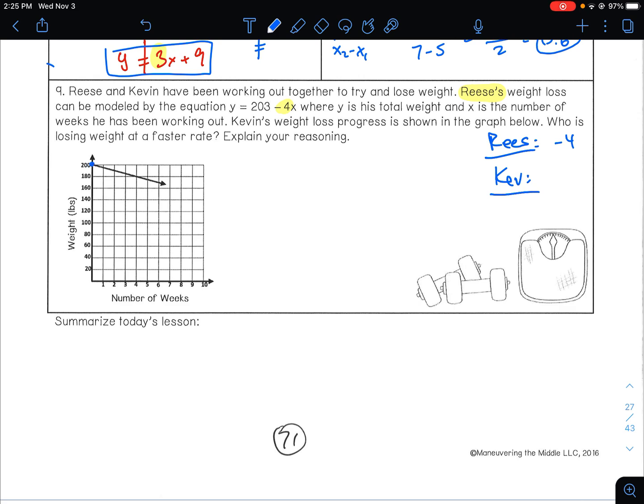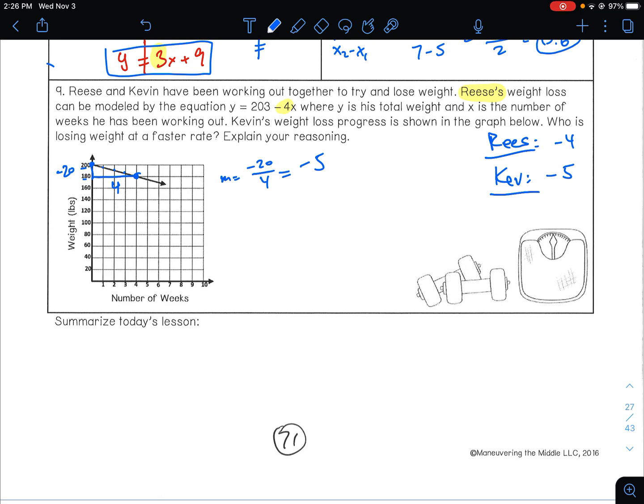So he starts off at 200, looks like, and then we go down. This isn't a good point. This isn't a good point. This is a good point to compare to. So my rate of change, or my slope, is I'm going down by that much, and I'm going over by this much. So 4 weeks, and it's not -1 over 4 because it goes from 200 to 180, so that's actually -20 over 4. Can I simplify that further? I can. -20 over 4 is -5. So Kev has a weight loss of -5.